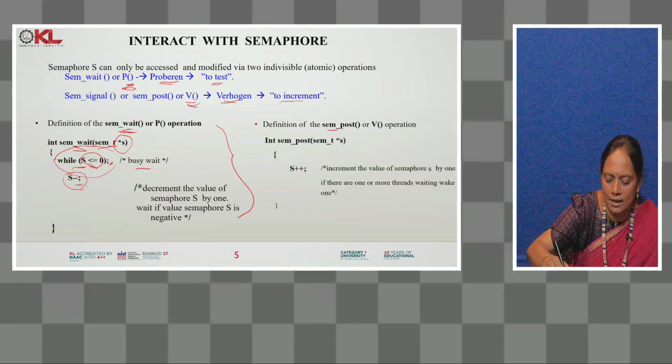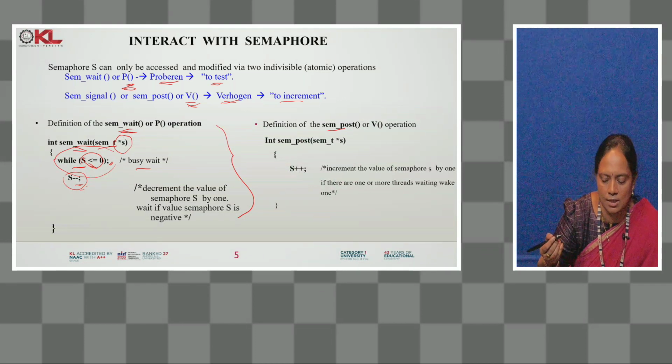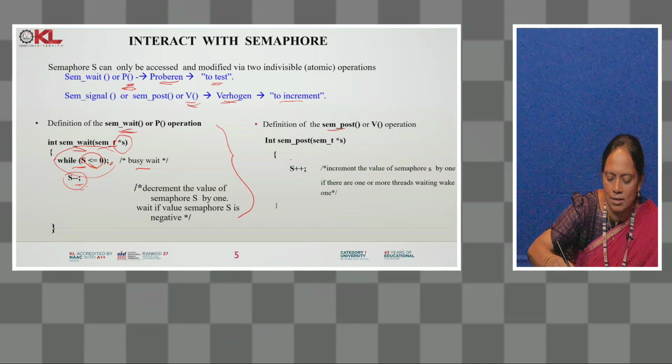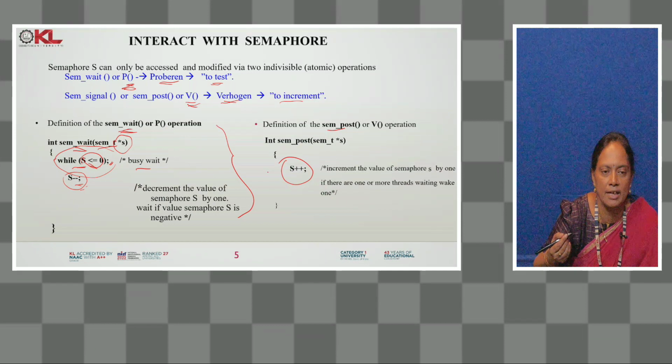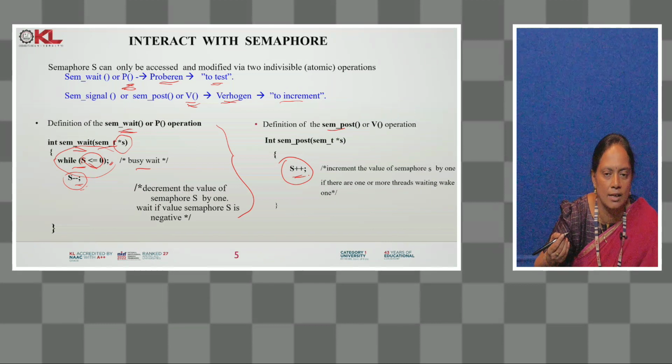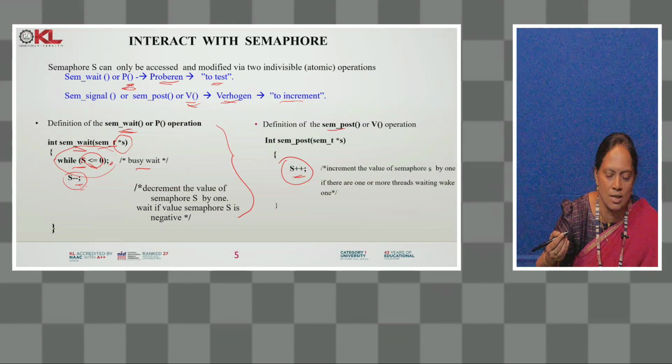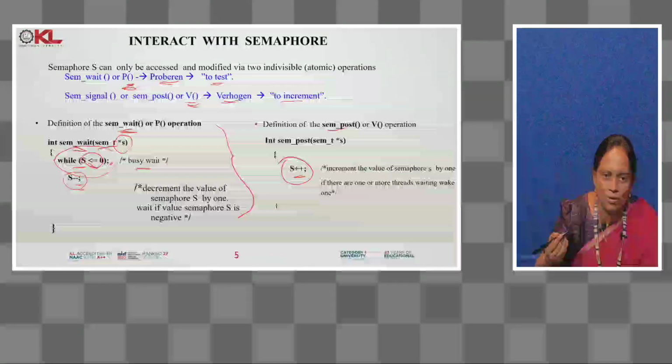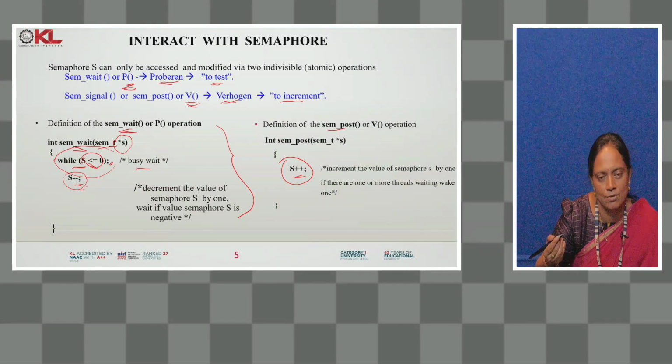After that, the next one is sem_post. In sem_post, we are simply incrementing the semaphore value. So where do we have to use sem_wait and sem_post? Actually, we use these semaphores to solve the critical section problem.